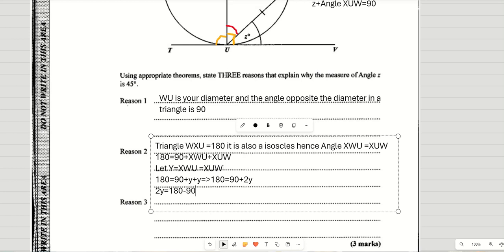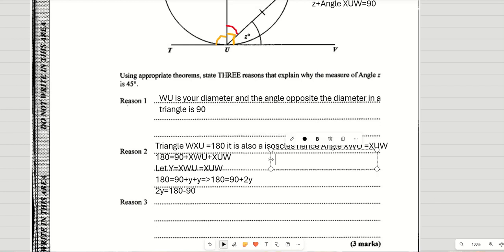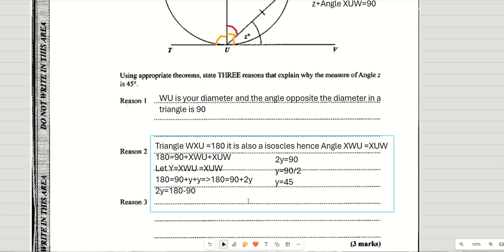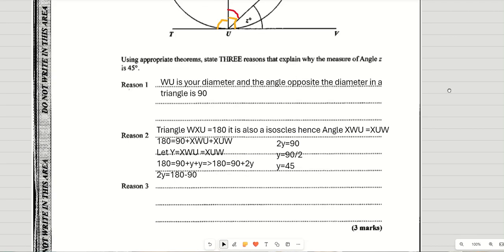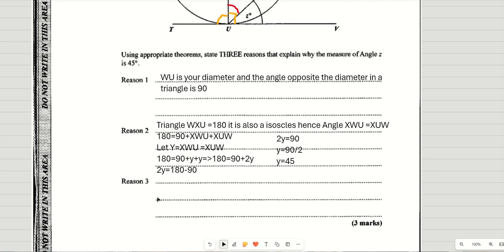I'm just going to put the next part here because I'm running out of space. 2y would be equal to 90, so y is equal to 90 over 2. So y is equal to 45. Well, not the final answer, but that is how you would find the red angles, which are 45 and 45. That's your second step. Right, now your third reasoning.